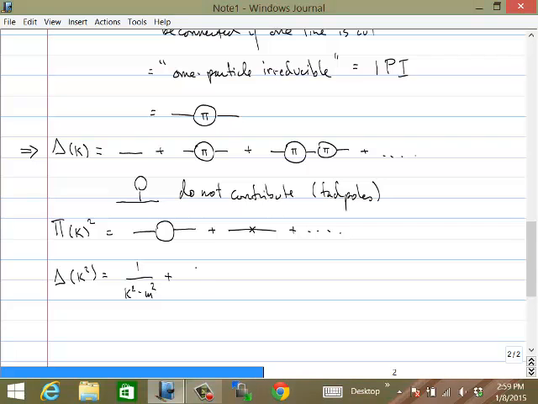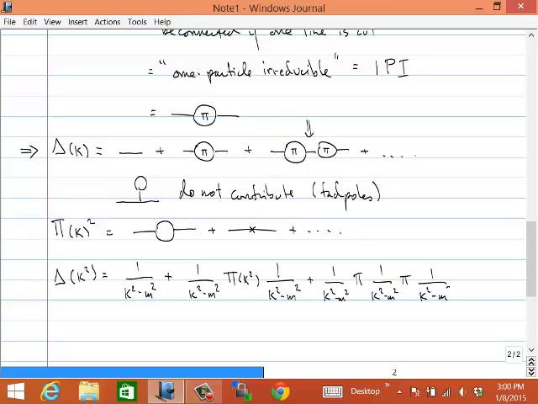Well, the next term has two propagators, a 1 over k squared minus m squared, a factor of pi of k squared, and a third factor of 1 over k squared minus m squared. And then this third diagram right here has a 1 over k squared minus m squared, a pi of k squared, a 1 over k squared minus m squared, another factor of pi, and a 1 over k squared minus m squared, and so on and so forth.